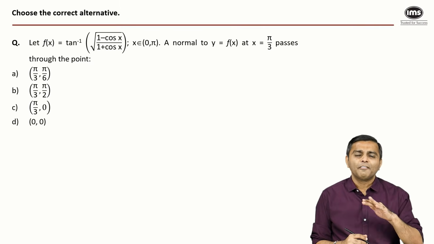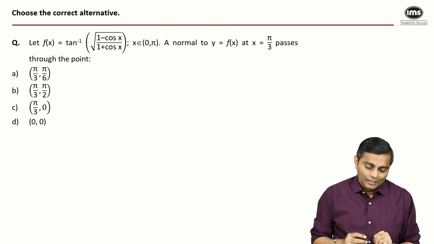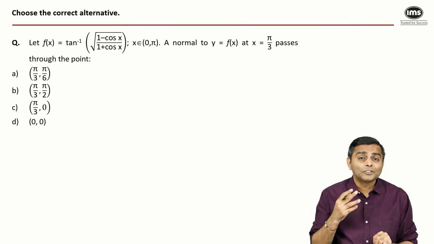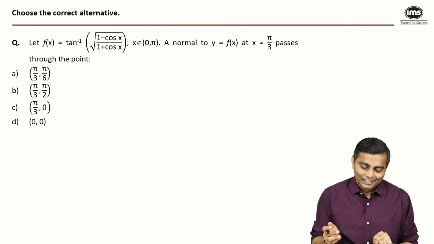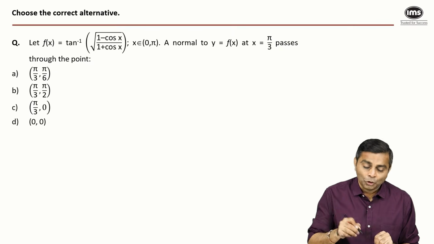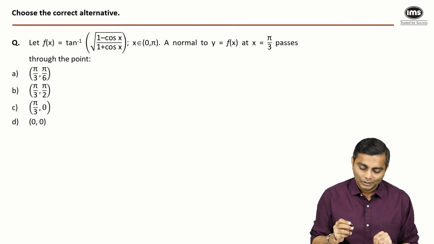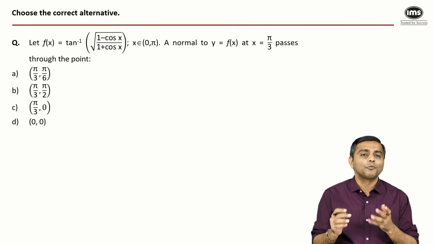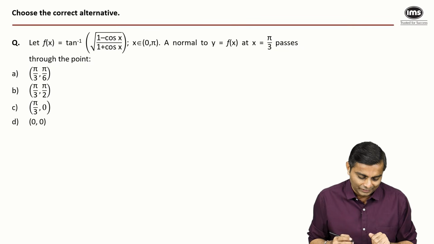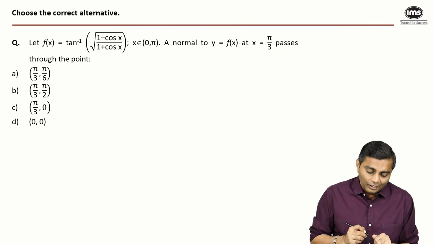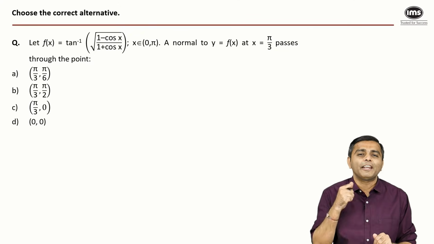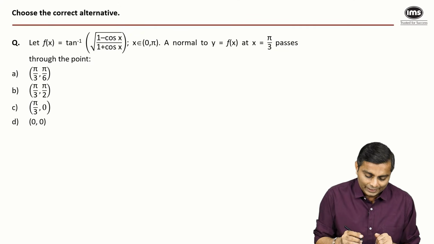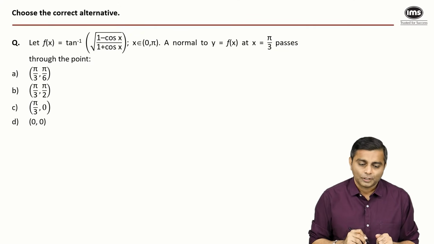Again, a mid-level trigo question, okay? f(x) is tan inverse of under root of 1 minus cos x upon 1 plus cos x, and x is again between 0 and pi. Normal to the y at f of x, at x is equal to pi by 3, passing through which point? So, we're trying to find the point of intersection. Very, very important. If you don't know this, you'll end up doing a very long method, but if you know, it's great. Half angle formula is what I'm trying to talk about.